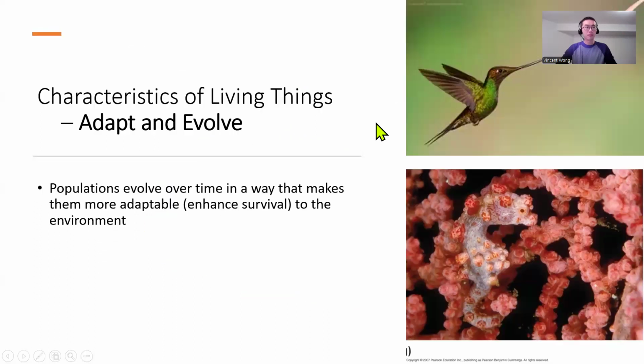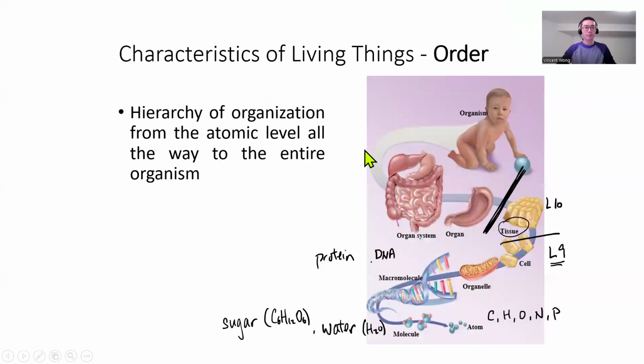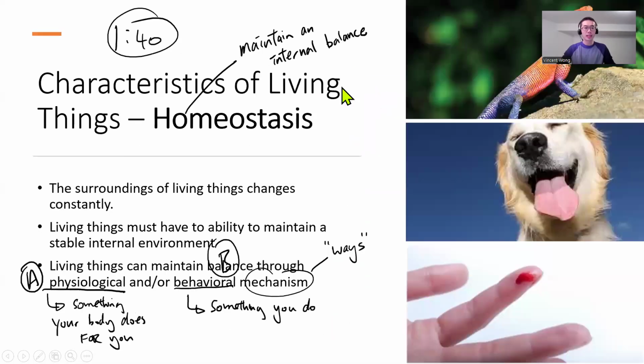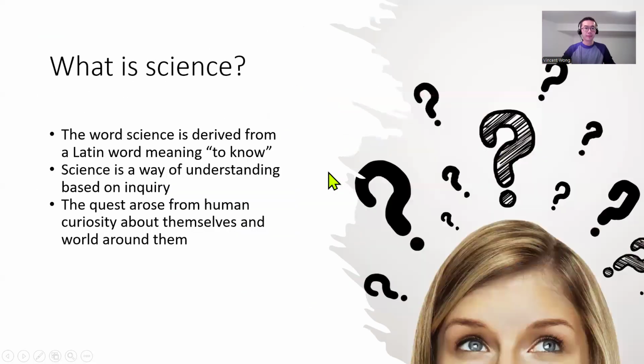Could you please repeat number one and number two? Yeah, sure. Number one is order, order and complexity. Number two is ability to maintain homeostasis. Okay. Thank you.